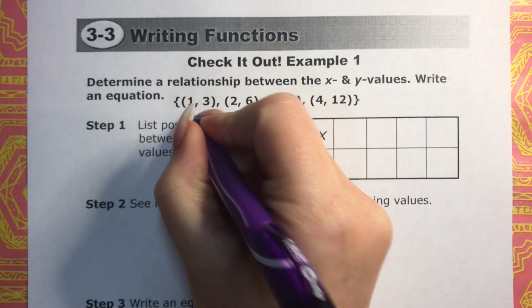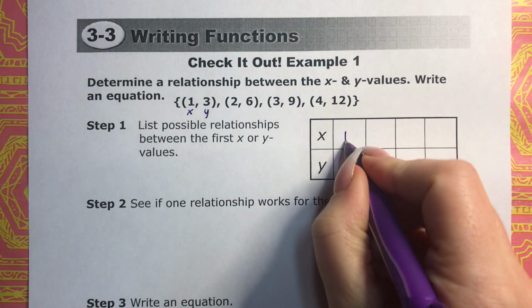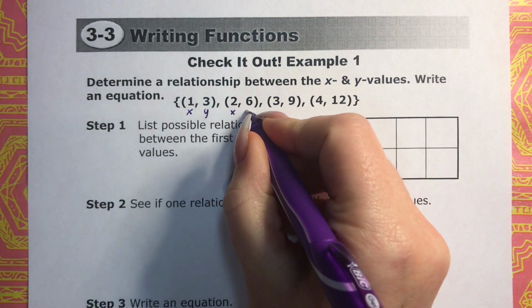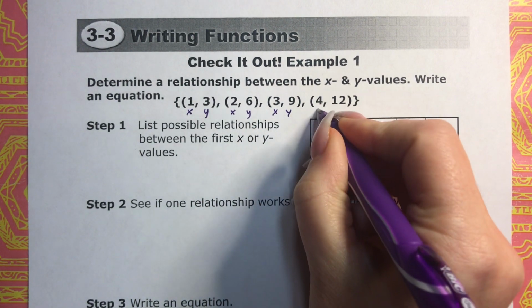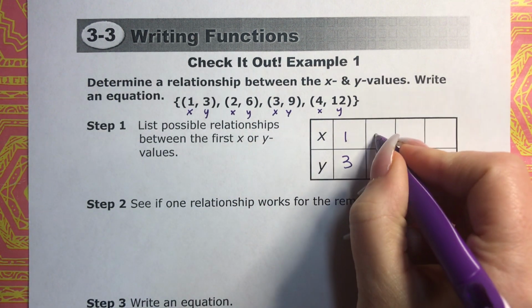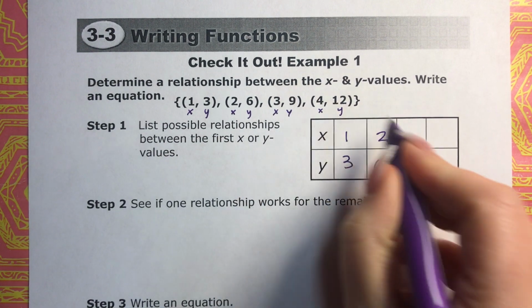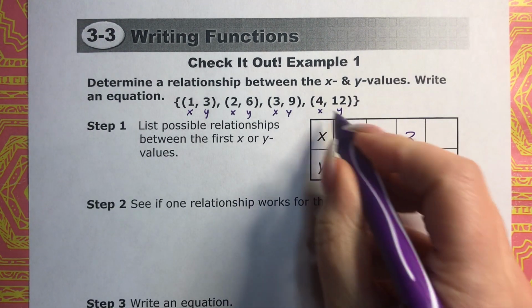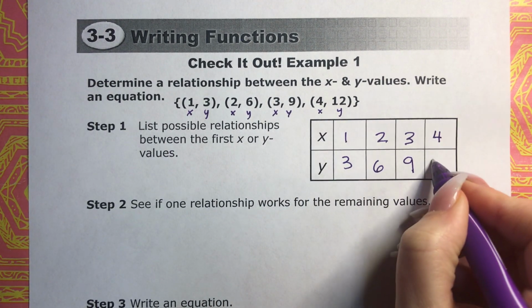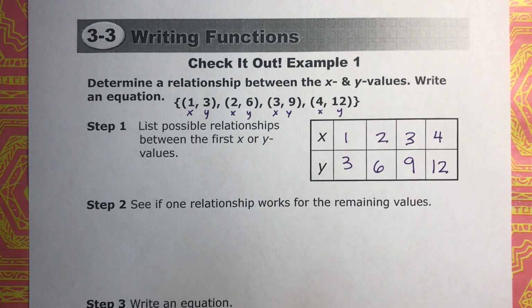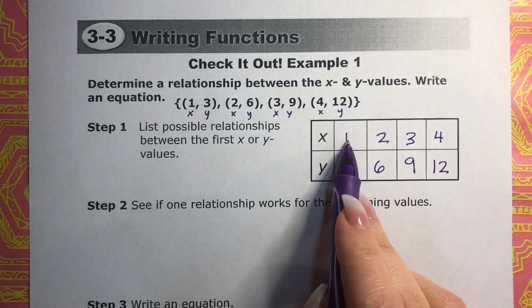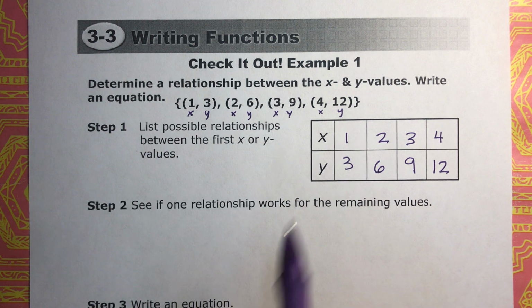So this is my x, this is my y. So 1, 3, and then this is my x, my y, x, y, x, y. So then we have 2, 6, 3, 9, and then 4, 12. And so the first thing I'm going to do is look at this relationship between 1 and 3.